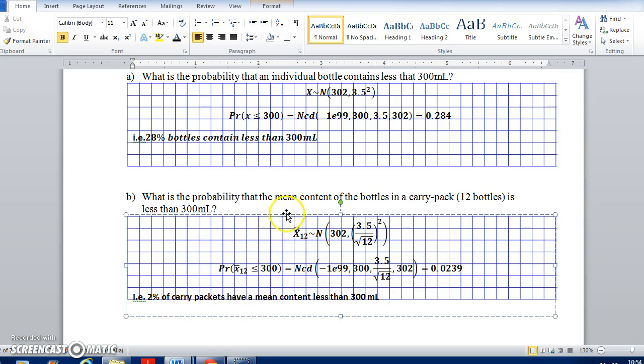So that's a good example to show where we use the distribution that we already had, but then for this particular example we move into a different distribution where we're looking at sample sizes of 12.